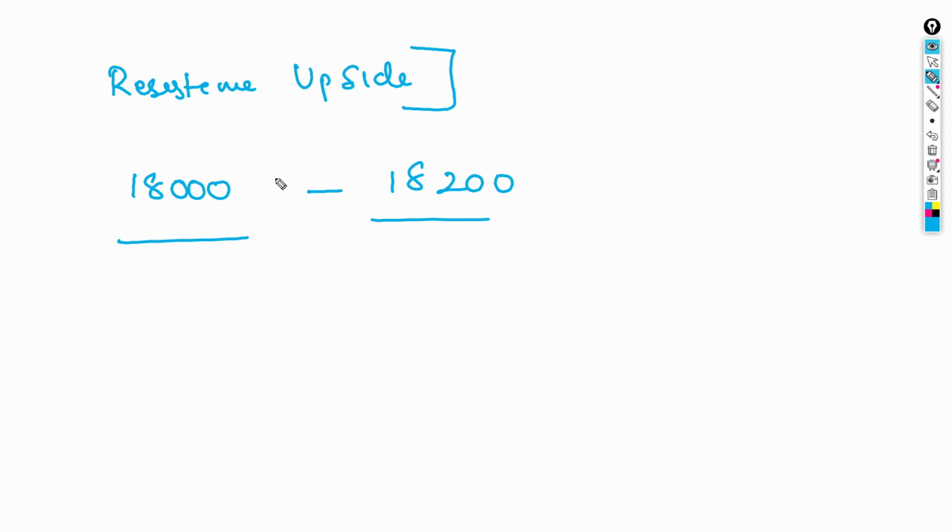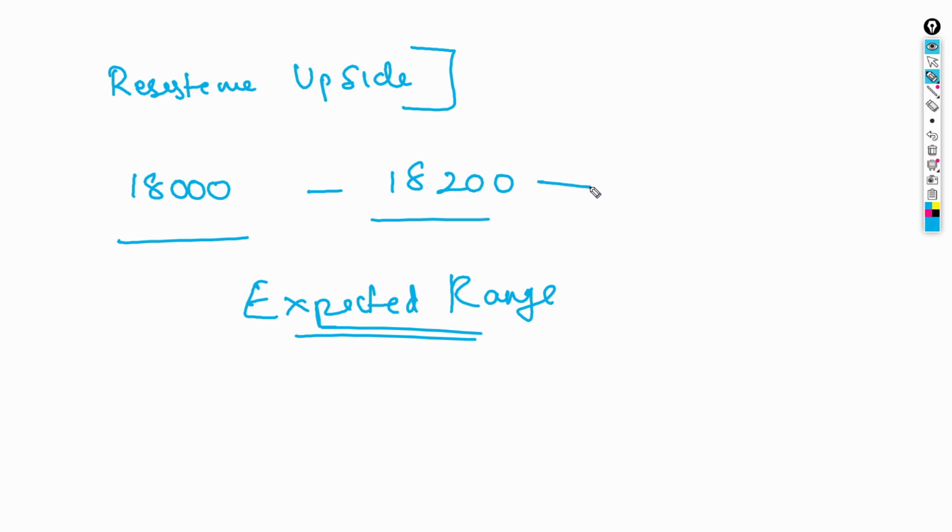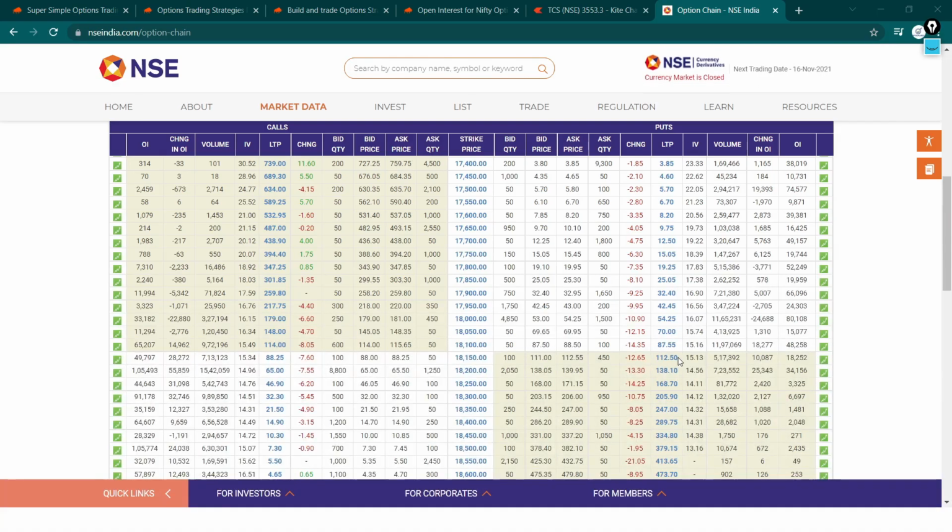Now we have to come up with the expected range. Right now what we understood was that there is some sort of resistance at 18,200 and some sort of support at 18,000, but this is not the expected range for the market. So what exactly is the expected range for the market? For that, we will have to understand the premiums.